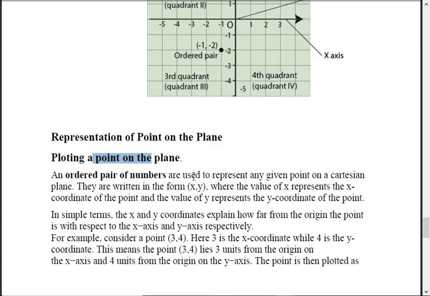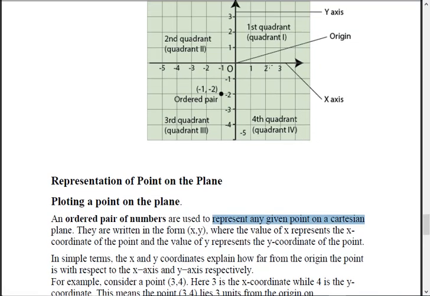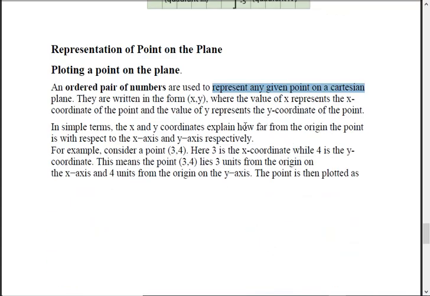An ordered pair of numbers is used to represent a given point on a Cartesian plane. They are written in the form x comma y, right? First x, then y, always. Here x represents the x coordinate of the point and y represents the y coordinate. In simple terms, the x and y coordinates explain how far from the origin the point is with respect to the x and y axes, right? When you say 2 comma 2, it means it is 2 points on the right side of the origin and 2 points on the top of the origin, right? When you say 2 comma minus 2, it is 2 points on the right side of the origin and 2 points below, minus, right?